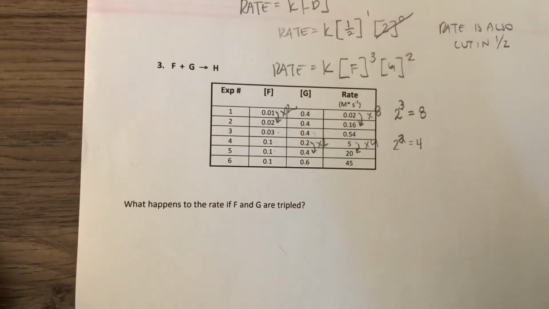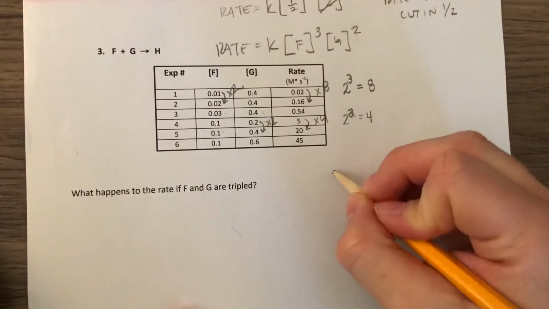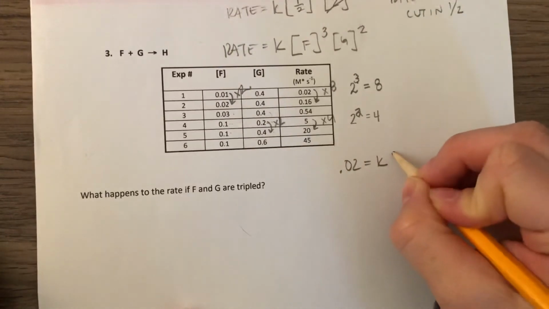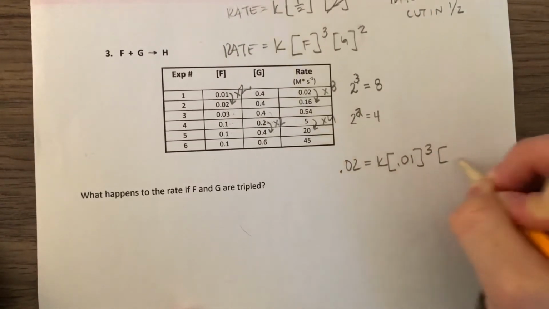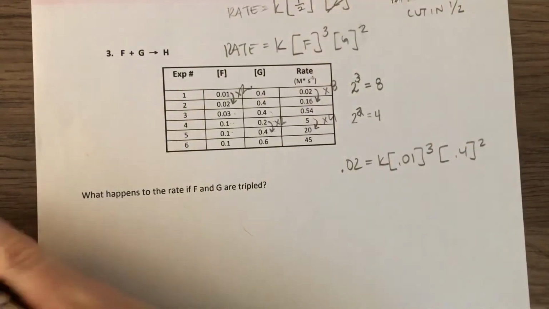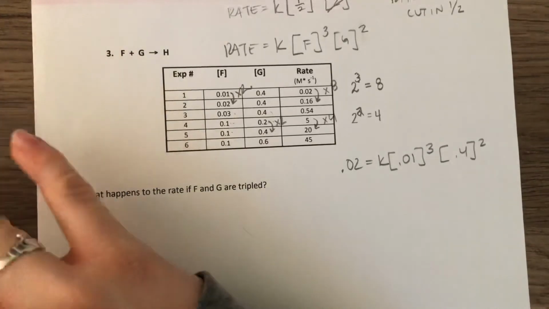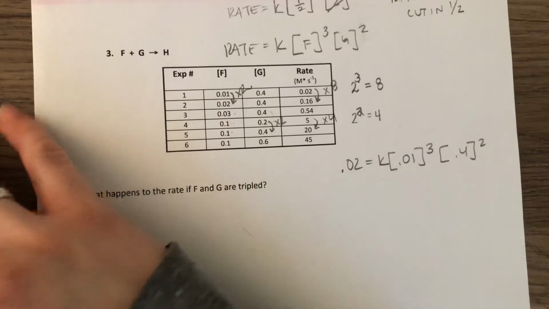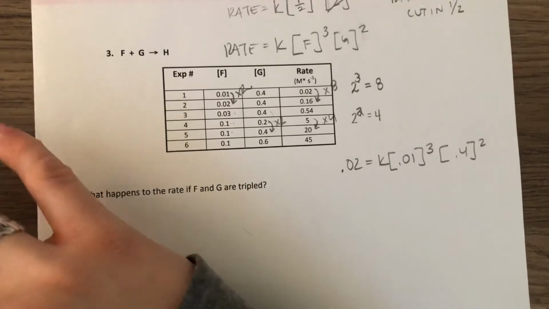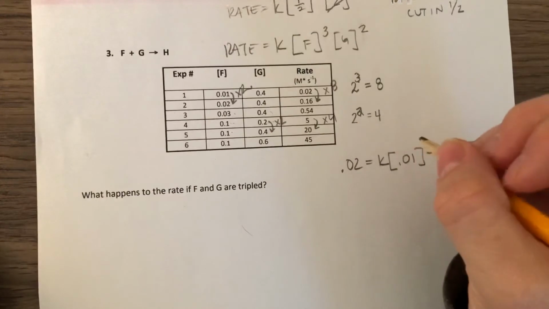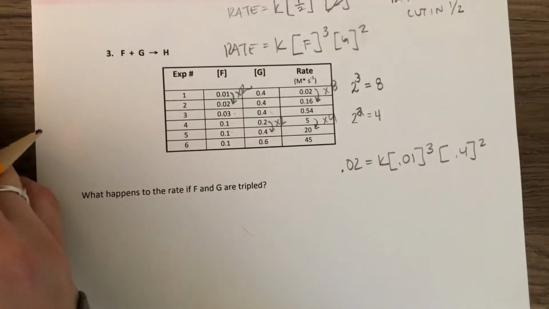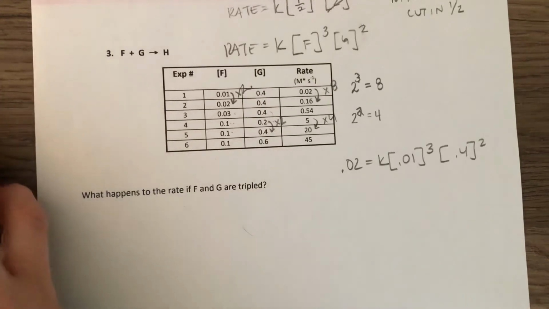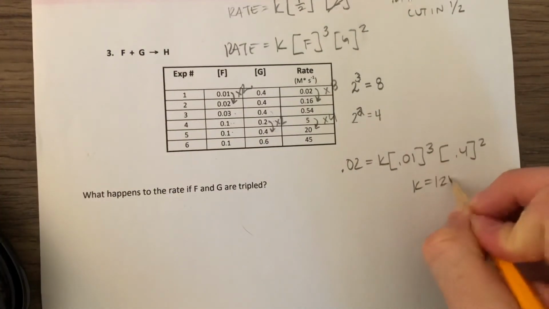Now that we have the orders, we can find K. So plugging in the first trial, and solving for K. We get K is 125,000.